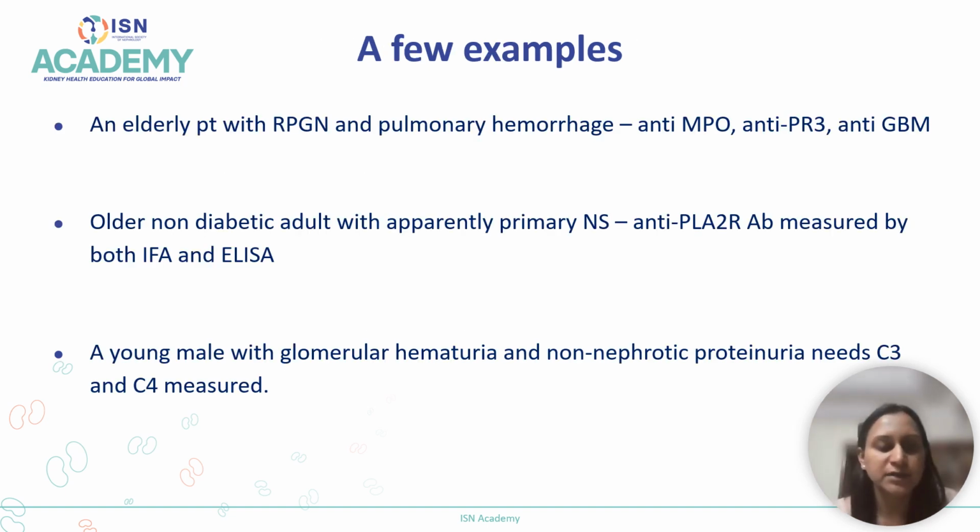So if an elderly patient presents with rapidly progressive glomerulonephritis and pulmonary hemorrhage, we would suspect anti-GBM disease or pauci-immune glomerulonephritis, and hence we would ask for anti-MPO antibody levels or anti-PR3 and anti-GBM levels. If there is an older non-diabetic adult who presents with apparently primary nephrotic syndrome, then we are suspecting membranous nephropathy, and so we ask for anti-PLA2R antibody levels. If there is a young male who presents with glomerular hematuria and non-nephrotic proteinuria, we're usually suspecting C3 glomerulonephritis, and so C3 and C4 measurements are important.